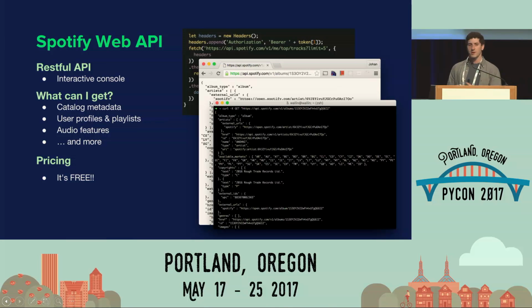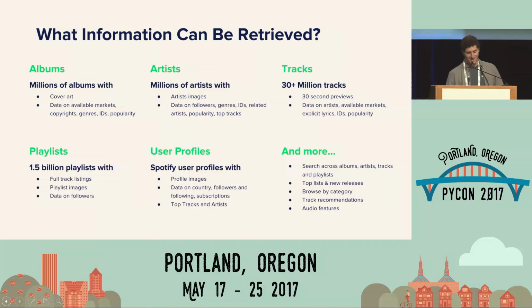You can get all this information through the Spotify Web API, which is, of course, a RESTful API. There's an interactive console on the developer website. And from it, you can get things like catalog metadata, user profiles, user playlists, audio features, and a bunch more information. It's also free, I should mention. There's no cost to use it. You do have to register through the developer portal in order to authenticate your application, but it's at no charge to you, so you might as well do it.